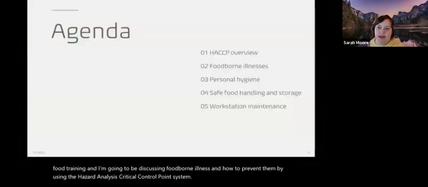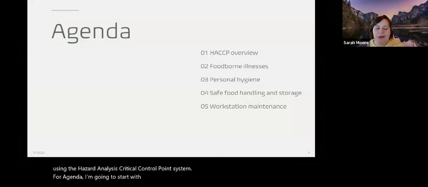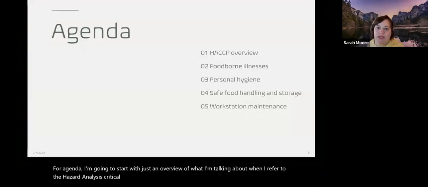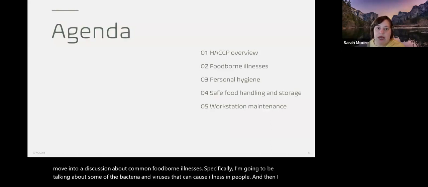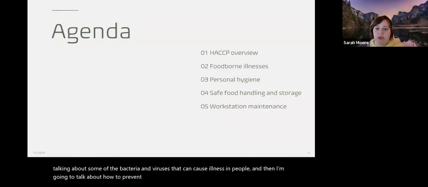So our agenda, I'm going to start with just an overview of what I am talking about when I refer to the Hazard Analysis Critical Control Point process, or HACCP for short. Then I'm going to move into a discussion about common foodborne illnesses. Specifically, I'm going to be talking about some of the bacteria and viruses that can cause illness in people. And then I'm going to talk about how to prevent those illnesses through personal hygiene, safe food handling and storage, and proper workstation maintenance.